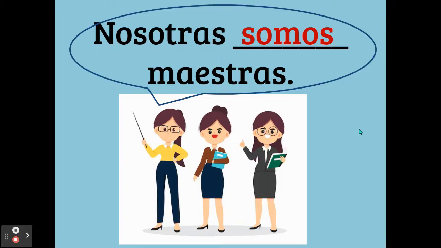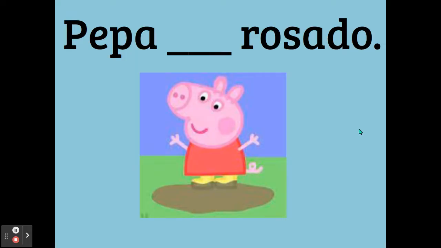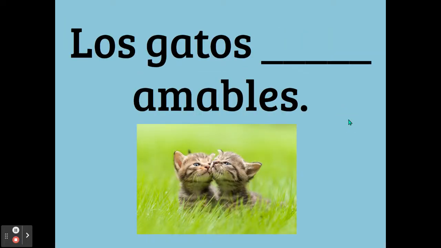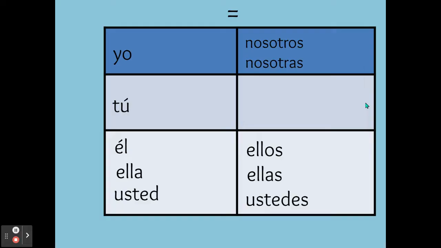So Peppa, right? Peppa is a pig, and Peppa blank rosado. So which form of ser goes there? Es. Los gatos blank amables. So the cats are friendly. So los gatos would normally be squiggled, just like Peppa would be squiggled, and above it would be ellos, right? So they are friendly. Son. Los gatos son amables.